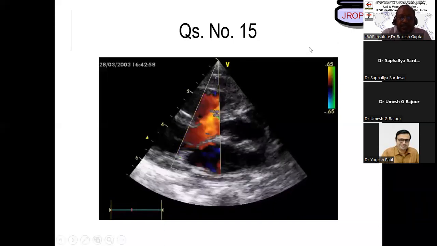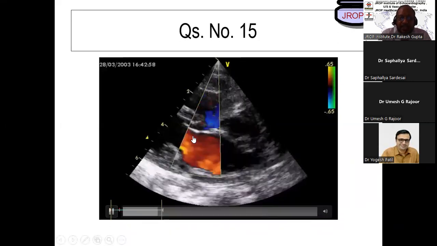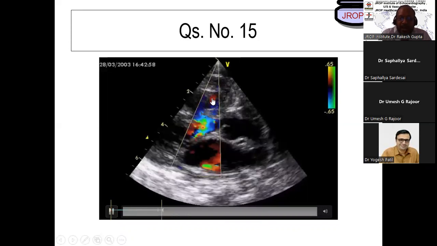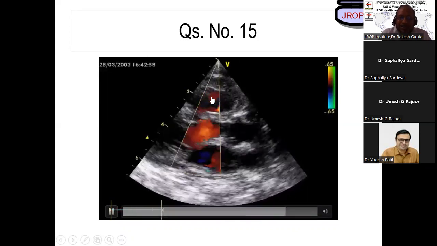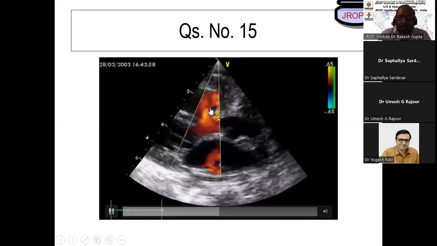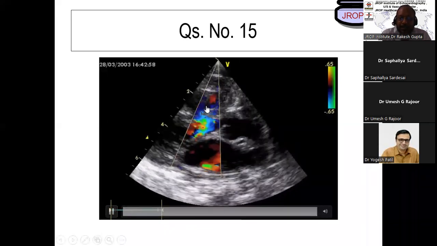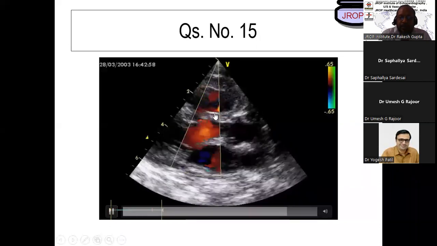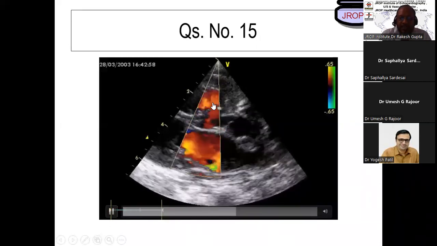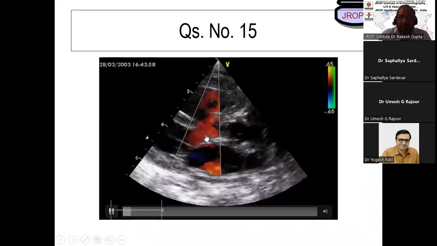Green is this, red is this, where the transducer is. Normally the flow would be towards the transducer, from the LV to the RV, correct? So we see a red color. When we see a blue color, it means the flow is from RV to LV. So this is a perimembranous VSD. Some people call it perimembranous outlet VSD, and this is bidirectional flow.